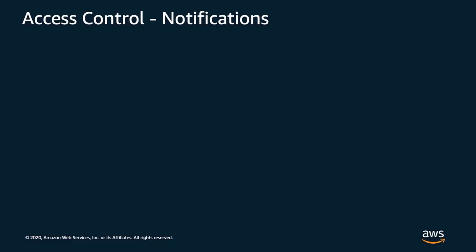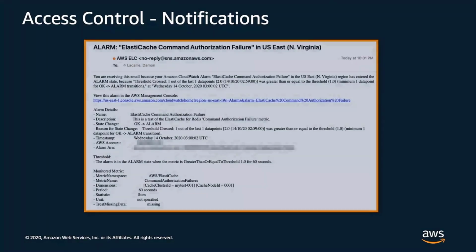I can set up Simple Notification Service so that I can be notified of it as well. Like in this example, you can see an email that was triggered from the alarm on the previous screen. It's giving me some details as to the status of the alarm, the name of the alarm, when the alarm was triggered, and on which node. But what I don't see here are the details of the command itself.